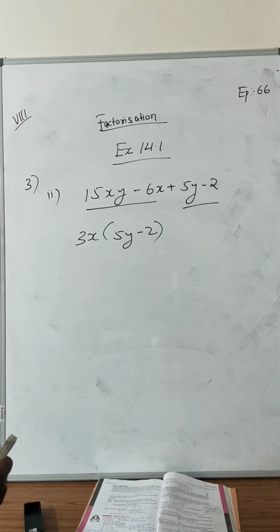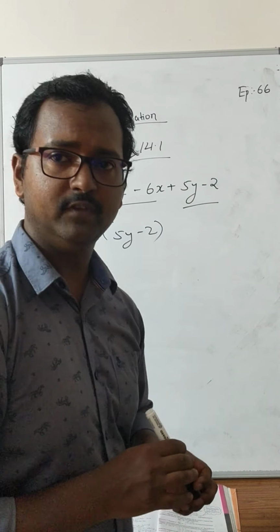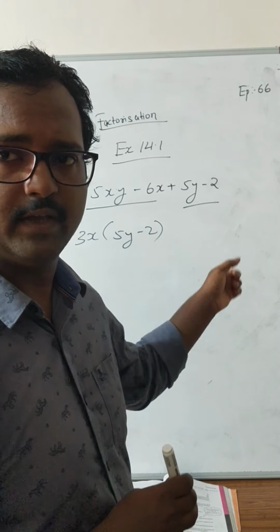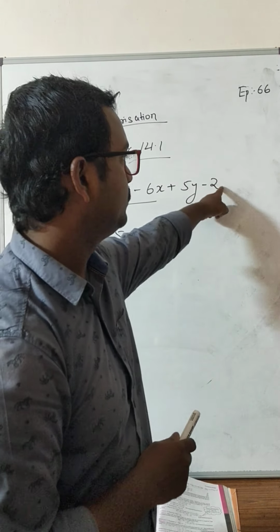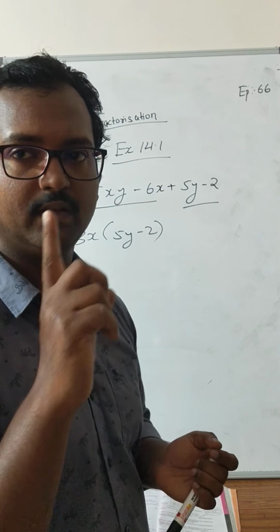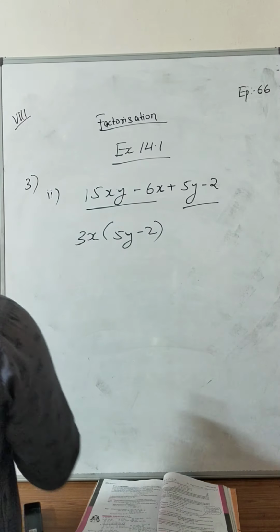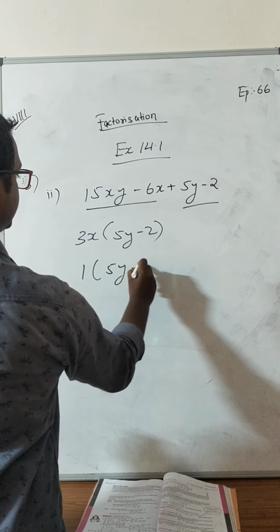Okay, now look at the second term, 5y minus 2. We have no common numbers, one is 5 and the other is 2, so there is no common number. Next, here we have y, here we do not have y, so there is no common variable also. So in that case, always take 1 as common. In this case, we will take 1 as common, and we get 1(5y minus 2).